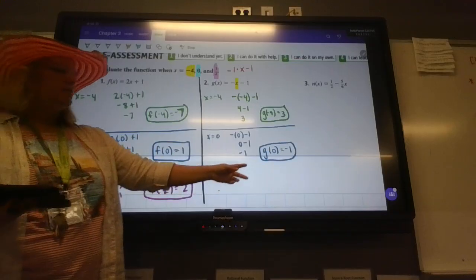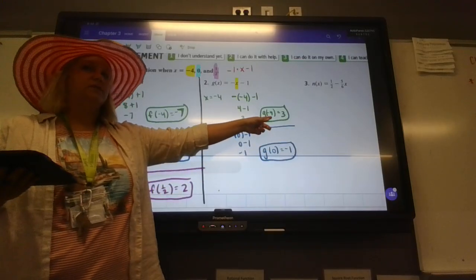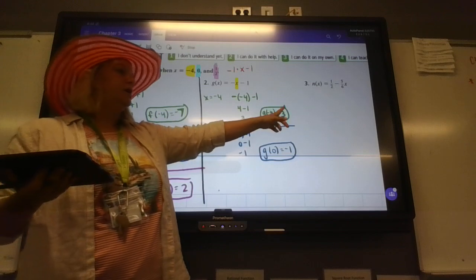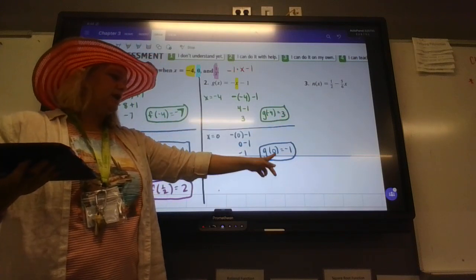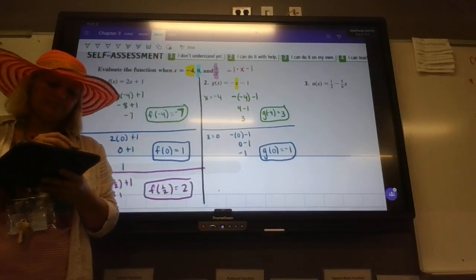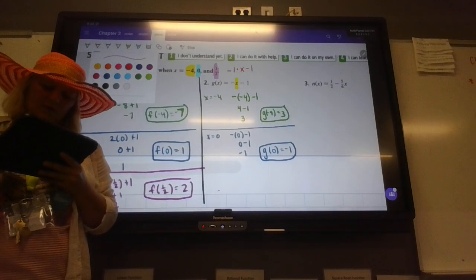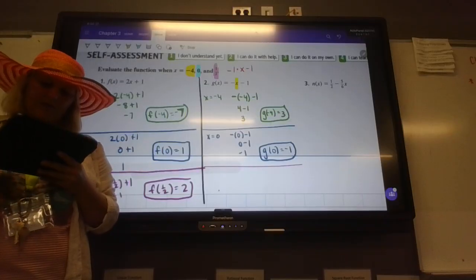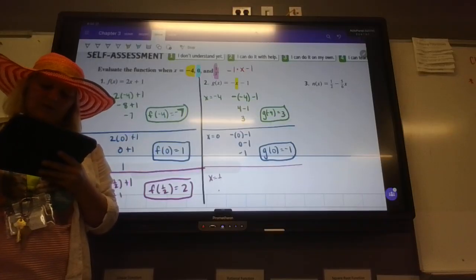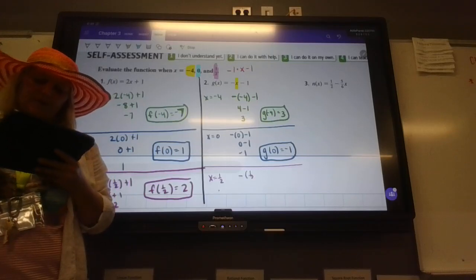So when you write this, it just tells the person reading the math what the x was. This means x was -4, the answer was 3. x was 0, the answer was -1. And then we do 1/2. -1/2 minus 1.